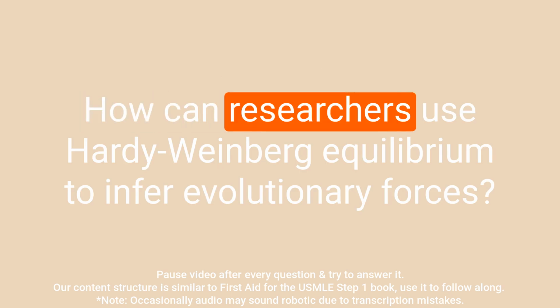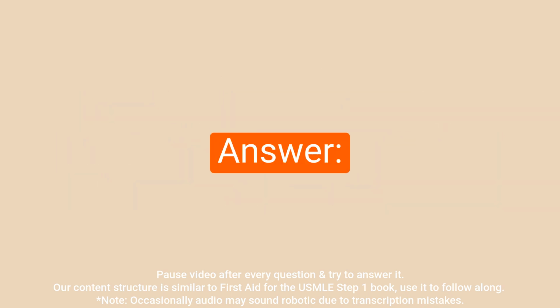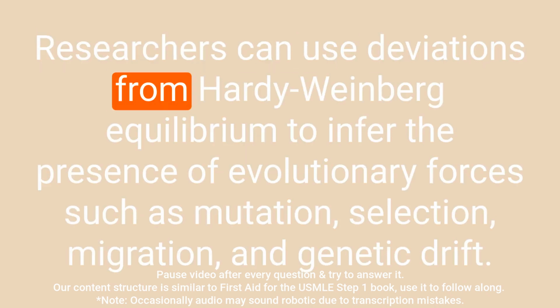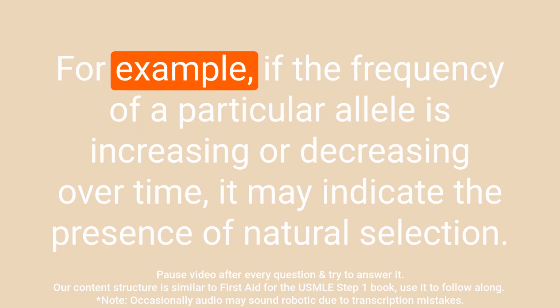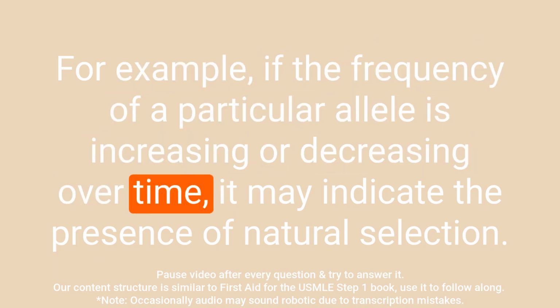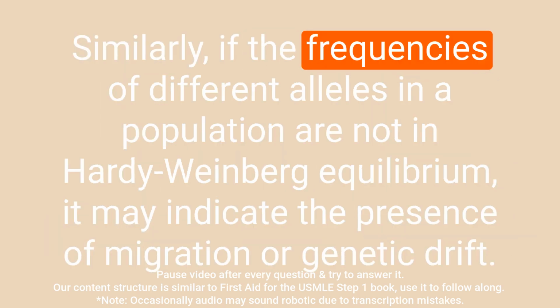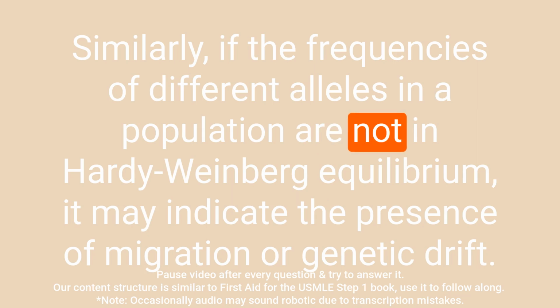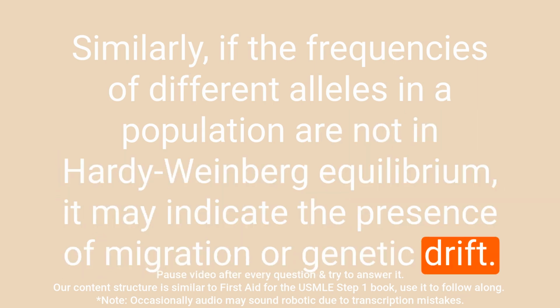Question: how can researchers use Hardy-Weinberg equilibrium to infer evolutionary forces? Answer: researchers can use deviations from Hardy-Weinberg equilibrium to infer the presence of evolutionary forces such as mutation, selection, migration, and genetic drift. For example, if the frequency of a particular allele is increasing or decreasing over time, it may indicate the presence of natural selection. Similarly, if the frequencies of different alleles in a population are not in Hardy-Weinberg equilibrium, it may indicate the presence of migration or genetic drift.